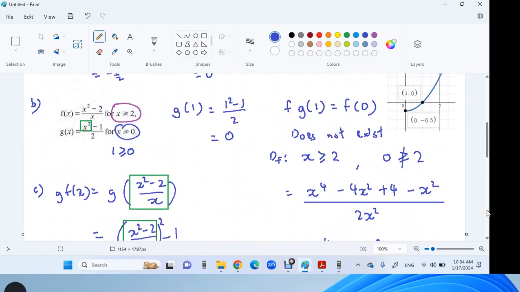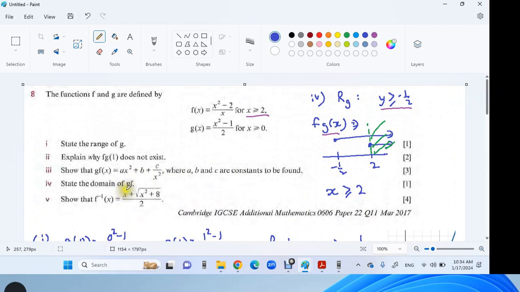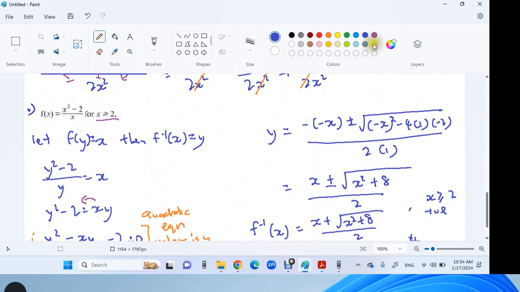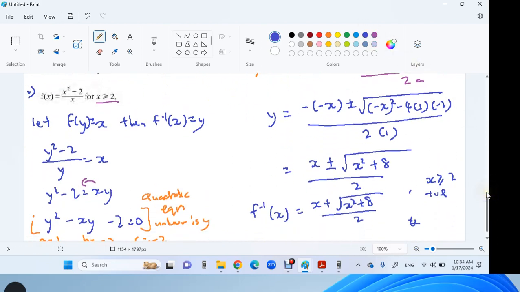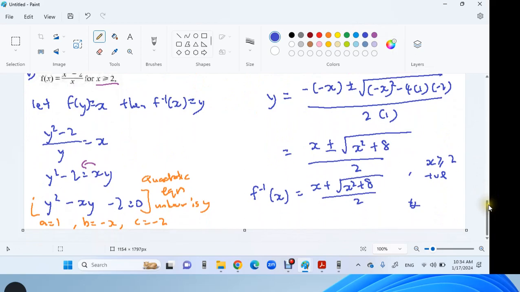Yes, I'm using the formula here. The formula is x equals negative b plus or minus the square root of b squared minus 4ac. So this is the equation.